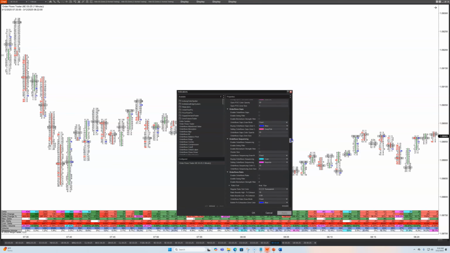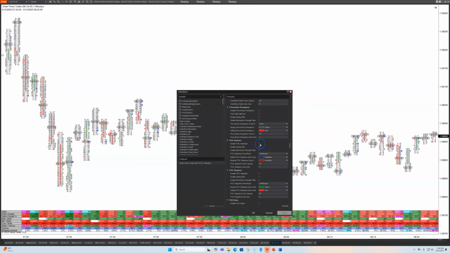You're going to scroll down to the POC Shadows right here, and enable POC Shadows. The thing with the POC Shadows is it's really meant to be a reversal indicator for finding potential reversals in the market. Basically, what's happening is a market is poking up into a new swing high or new swing low. It's sort of rotating around, heavy volume is trading, obviously the point of control is coming in at a certain area, and then the market starts moving away from that area. In a sense, it rejects that area, and it's important.